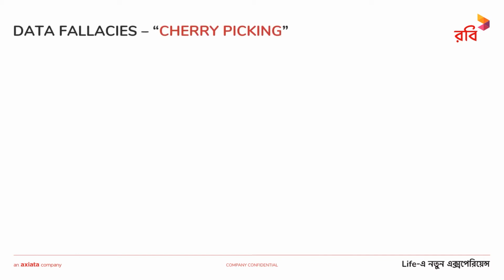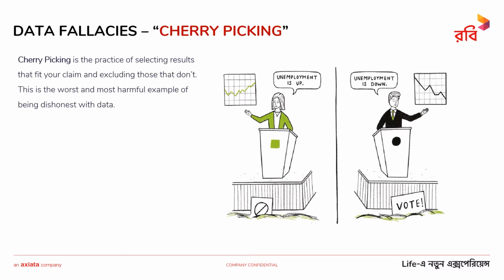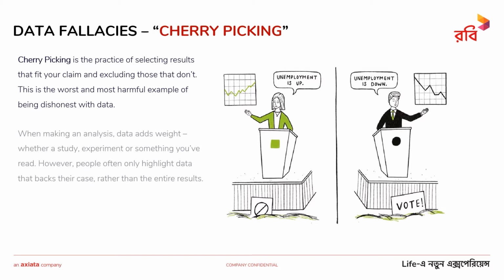So, data fallacy number one. This is cherry picking. Cherry picking is the practice of selecting results that fit your claim and excluding those that don't. This is one of the worst and most harmful examples of being dishonest with data. When making an analysis, data adds weight, whether it's a study, experiment, or something that you have read.